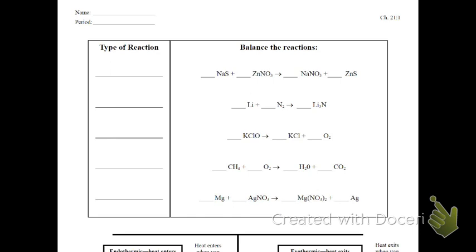We have some reactions. We need to decide what type they are, and then we're going to balance them like we did last week. So for this first one here, NaS plus ZnNO3 becomes NaNO3 and ZnS. Double displacement. 2 things switch spots there.